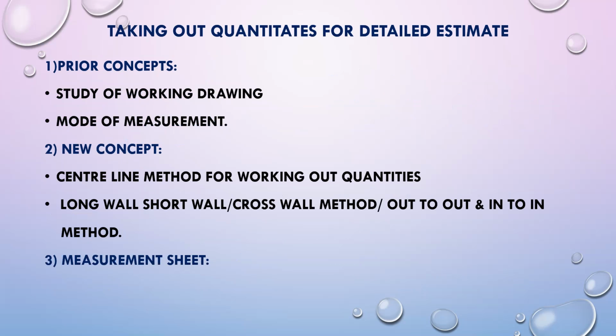Now whenever we want to find out the quantities for detailed estimate by using long wall and short wall method as well as centerline method, we will require some prior concepts. Some basic concepts should be studied before going to calculate the quantities. We must study the working drawings, plan, elevation and sections, detailed drawings. Then we have to study mode of measurement. Then there are certain new concepts we are going to study in this topic, that is the centerline method for working out quantities, and second one is the long wall or short wall method. And then we are going to study how all the dimensions of the structure are entered in a sheet which is called a measurement sheet.